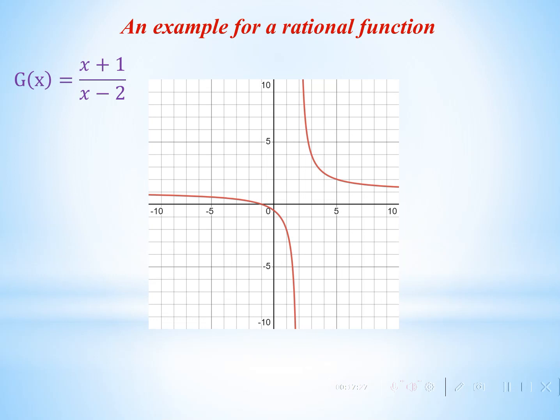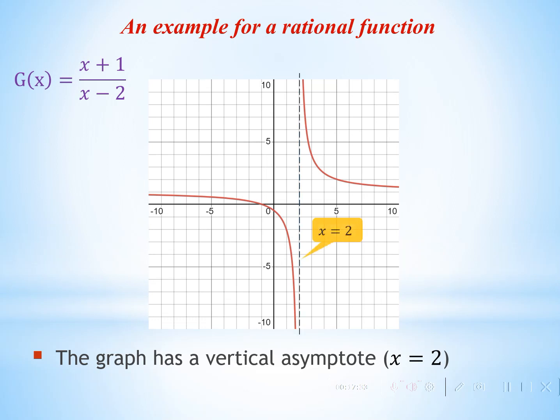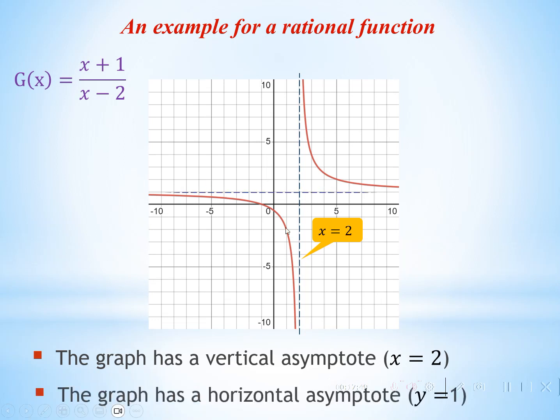This means that the function has a vertical asymptote at 2, and its equation is x equals 2. And about the horizontal asymptote, we see that the curve approaches 1 as x goes to positive infinity from above and to negative infinity from below. This means that the function has a horizontal asymptote at 1, and its equation is y equals 1. So, vertical: x equals 2, and horizontal: y equals 1.